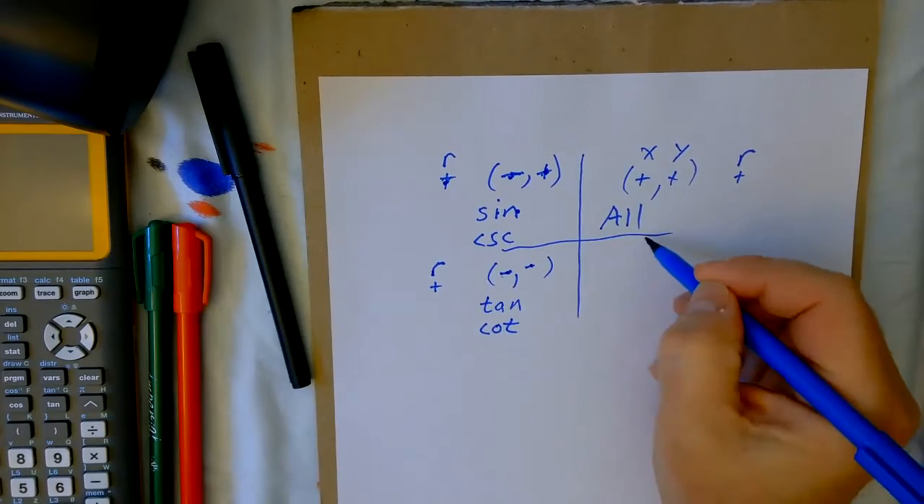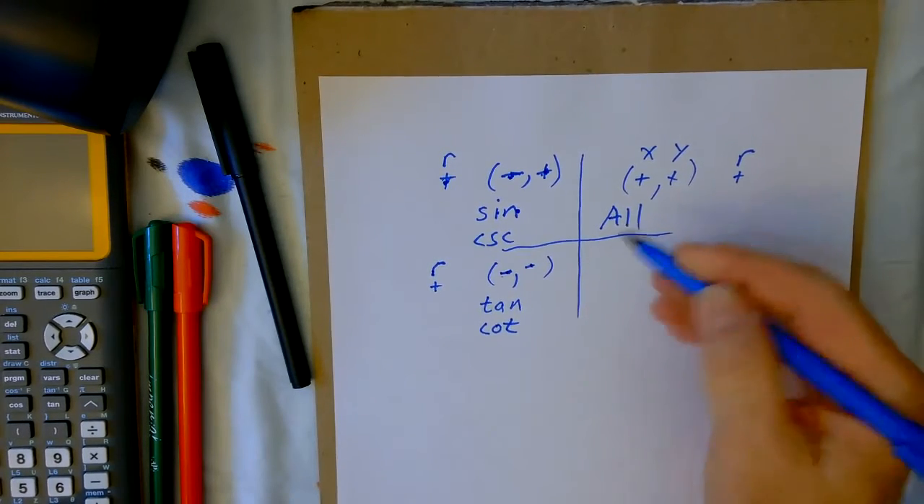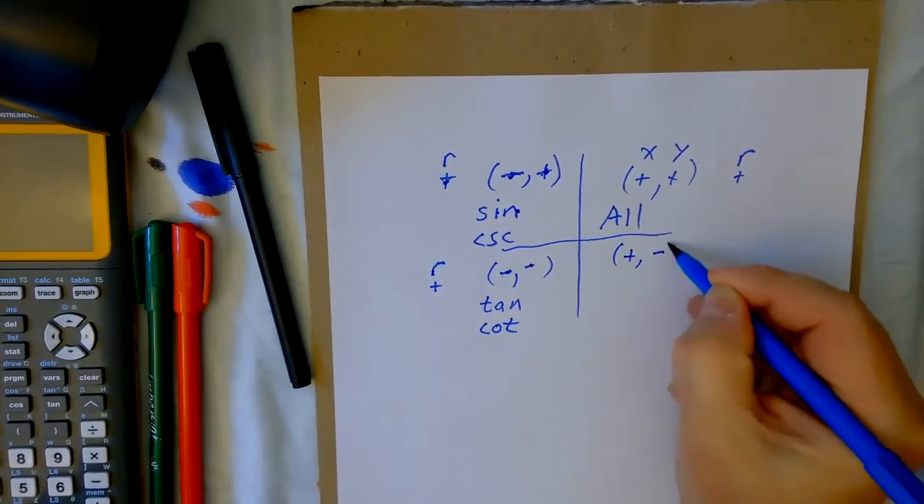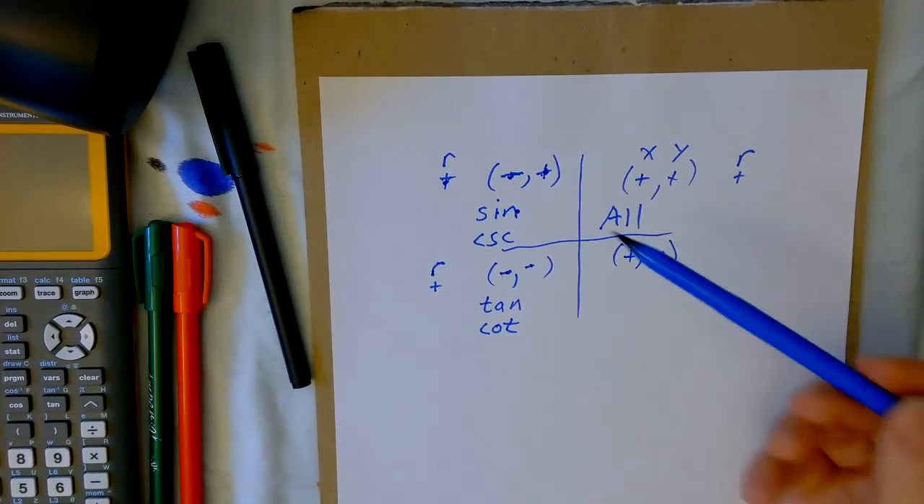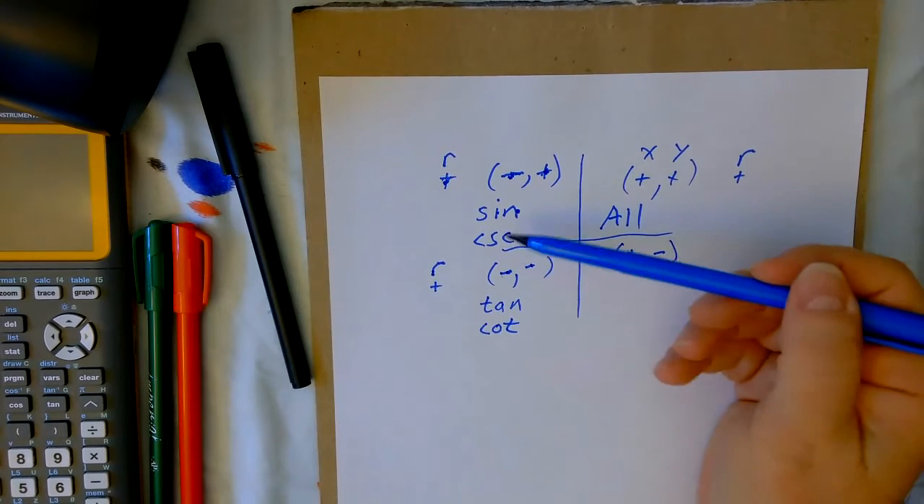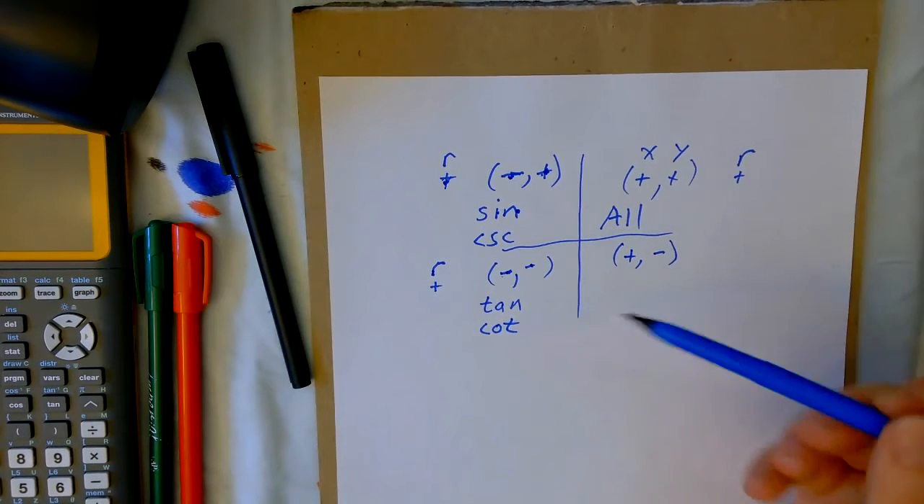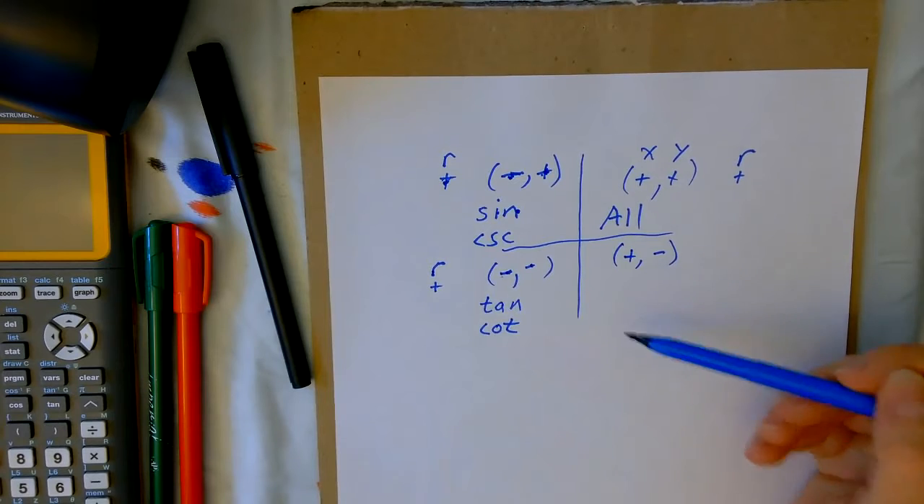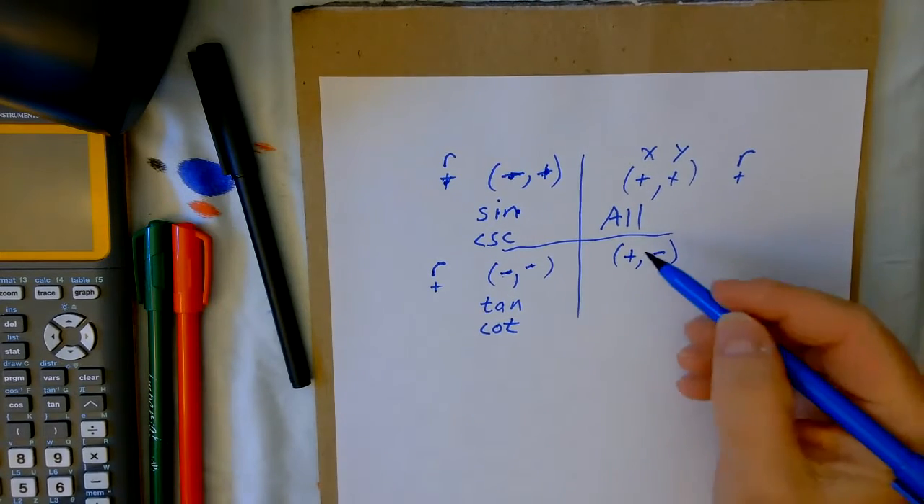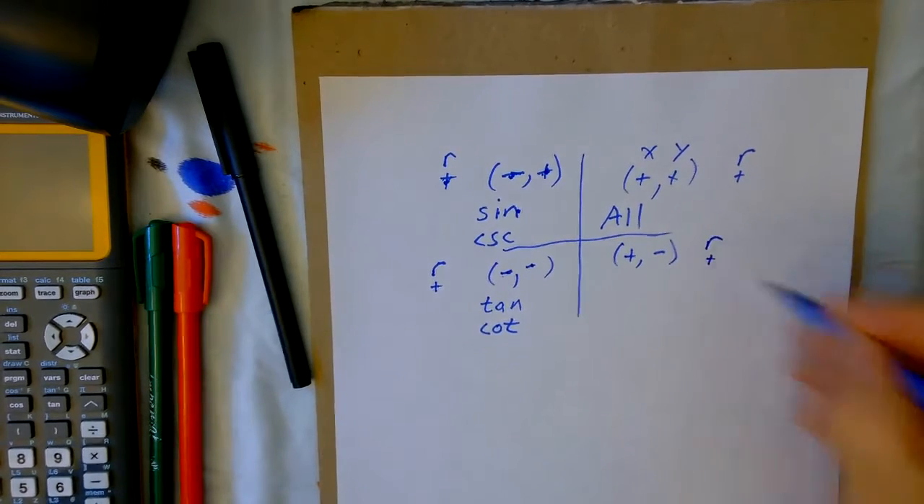Fourth quadrant, any point in the fourth quadrant is positive and then negative. So positive x, negative y. And you might be able to guess what's going to happen here. We got sine and cosecant here. We got tangent and cotangent here. Yeah, the ones we haven't gotten yet are going to work here. Again, r is going to be positive.